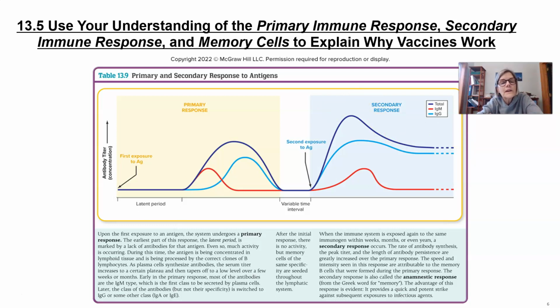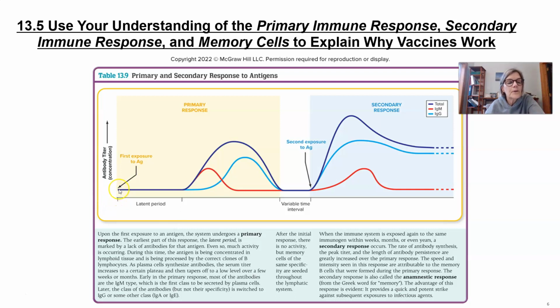So we want to talk about just getting exposed to a pathogen for the first time. So in the case of active immunity, where you're getting exposed to a pathogen and you're making your own antibodies, here's what they're showing you here. This is the antibody titer, the concentration of antibodies in someone's blood. And here's time. The x-axis is time, y-axis is concentration of antibodies.